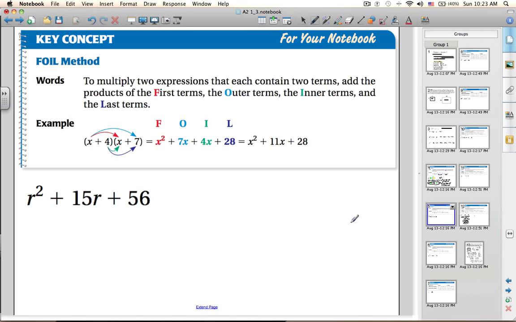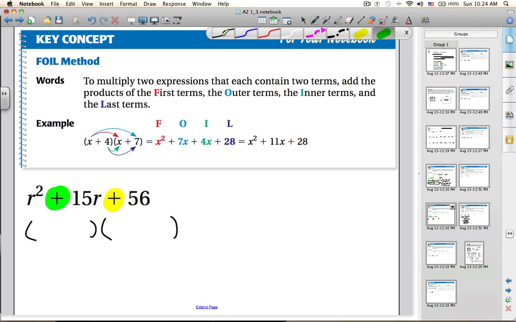So if we do this again, we want here to look for the factors of 56 that will add up to be 15. And following the same rules that I did before, this is a plus. That means that the signs of my binomials will be the same. This is a plus. That means they'll both be pluses. So now I'm going to have r plus and r plus. And now I need to find the factors of 56 that will add up to be 15.